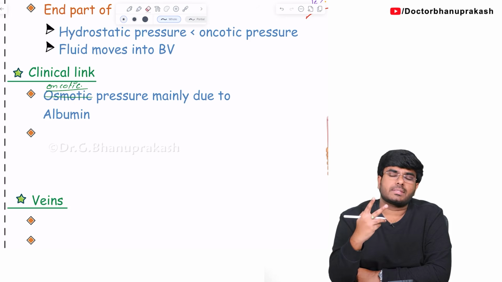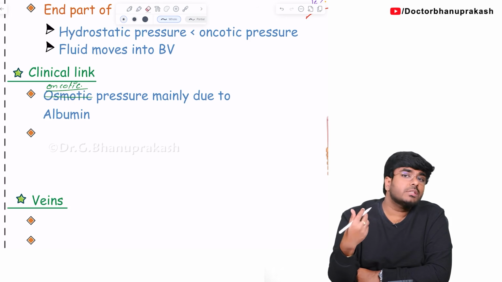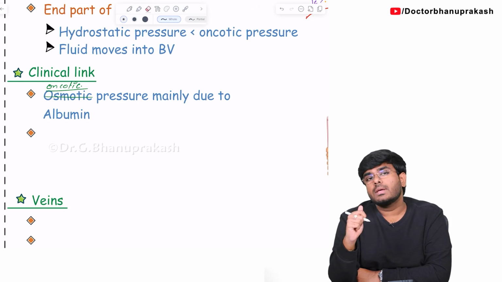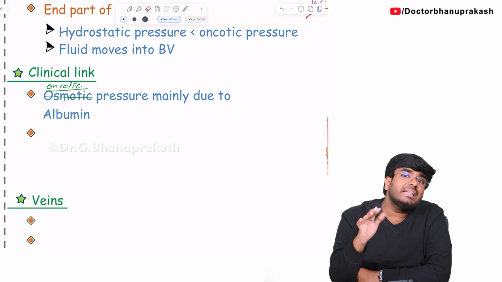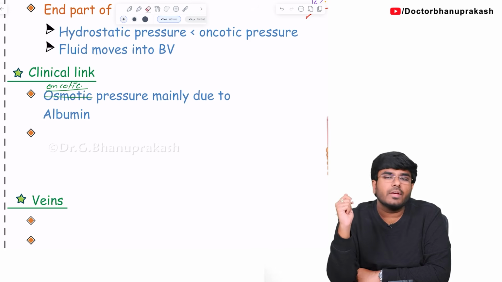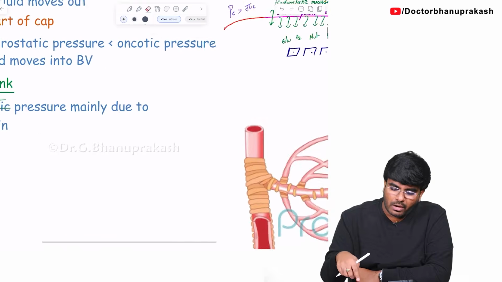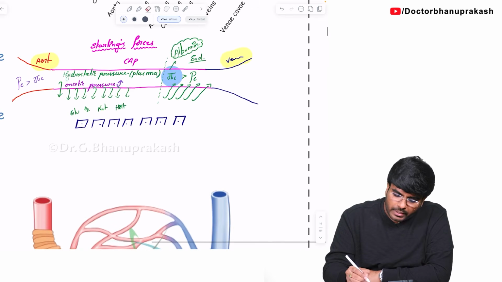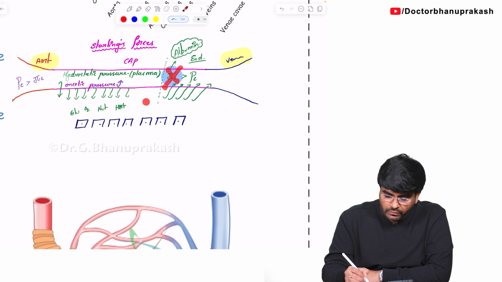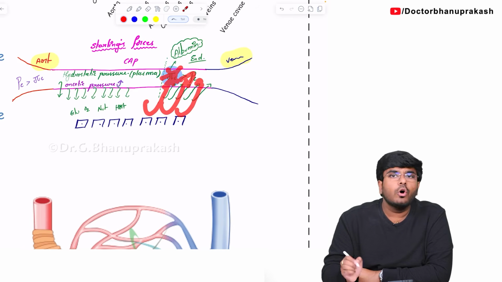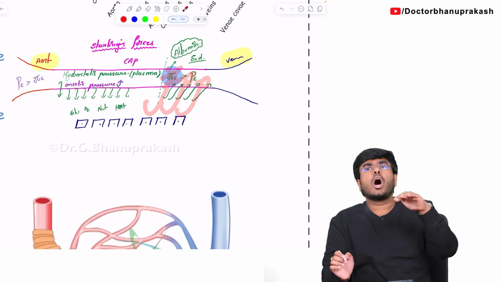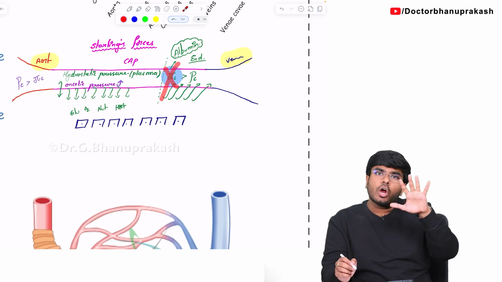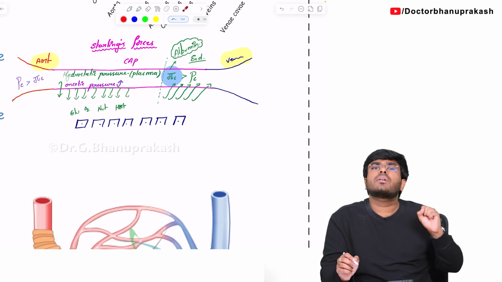I have told you two things. Either the patient is not producing the albumin, maybe in liver cirrhosis, or the patient is excreting the albumin because of kidney failure. In both conditions, albumin level decreases and oncotic pressure decreases. So what will happen if the oncotic pressure is not there? Do you think the fluids will go back into the blood vessel? No. Whenever the oncotic pressure is not there, you cannot reabsorb the fluids.